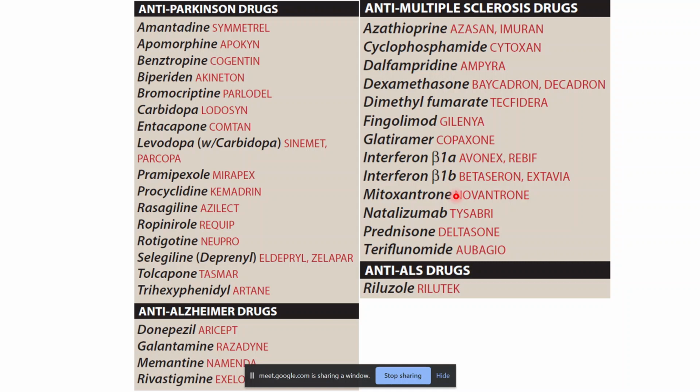Natalizumab is a monoclonal antibody and is only used when the treatment is ineffective because it's very expensive. And mitoxantrone is a cytotoxic anthracycline analog that kills T cells and may also be used for treatment of multiple sclerosis.